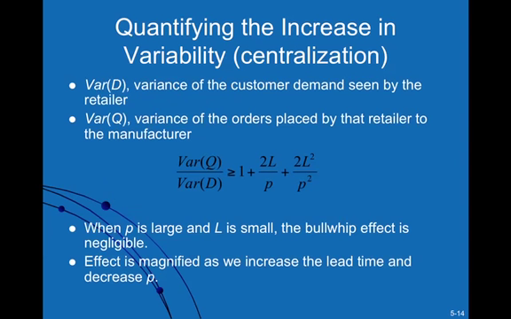So what if we had centralization versus decentralization? In other words, information is shared, and you have a single stage decision making. So the manufacturer in this case will consider making the decision. So if you centralize, let var d be the variance of the demand seen by the retailer, but this is the variance of the orders placed by the retailer.